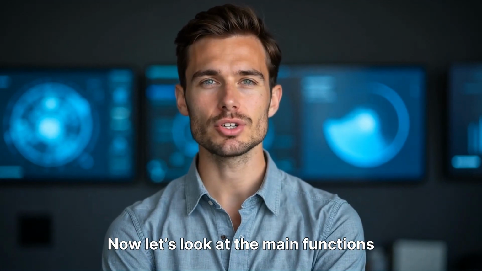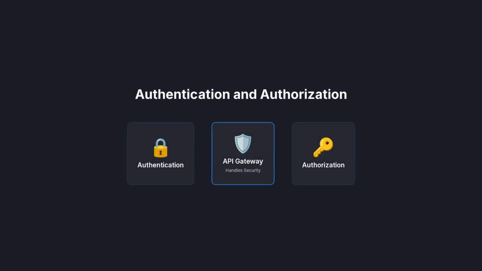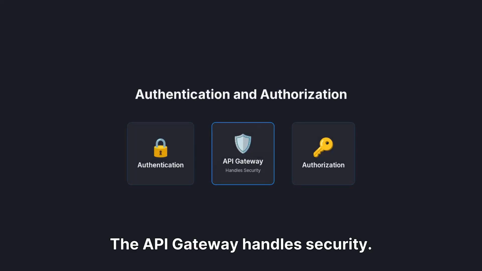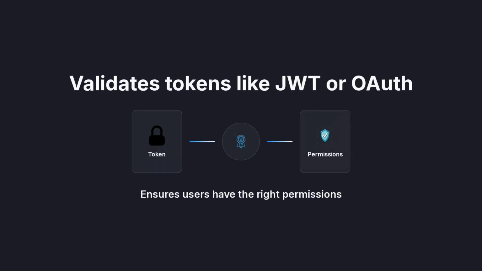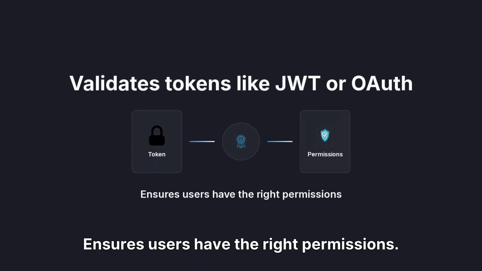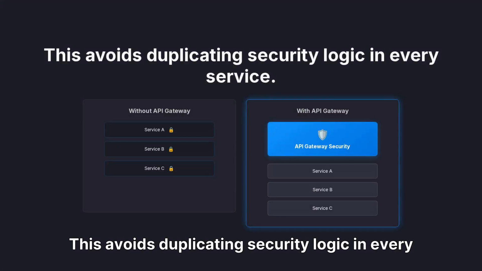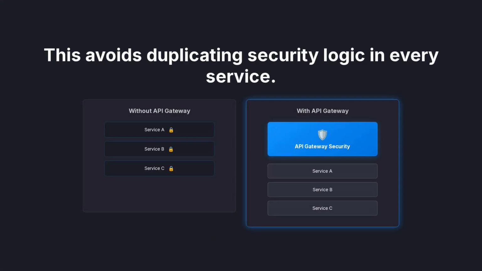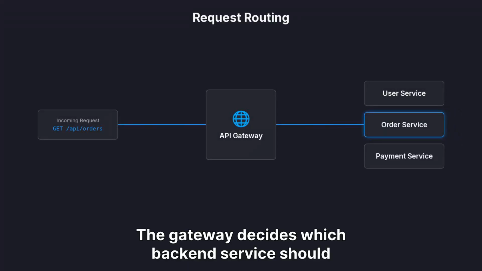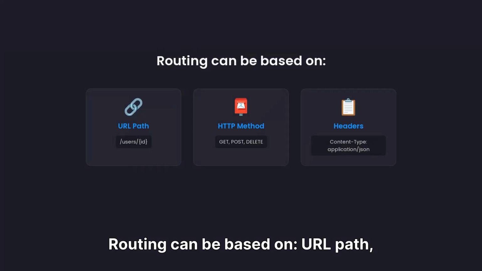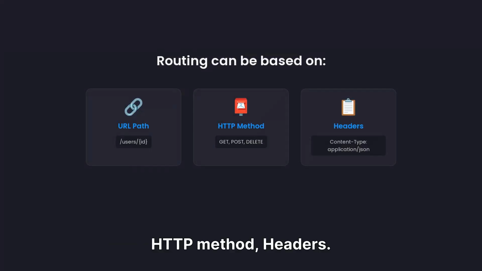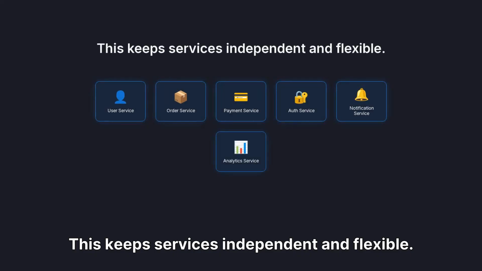Now let's look at the main functions of an API gateway. Authentication and authorization. The API gateway handles security. It validates tokens like JWT or OAuth, ensures users have the right permissions. This avoids duplicating security logic in every service. Request routing. The gateway decides which backend service should handle a request. Routing can be based on URL path, HTTP method, headers. This keeps services independent and flexible.